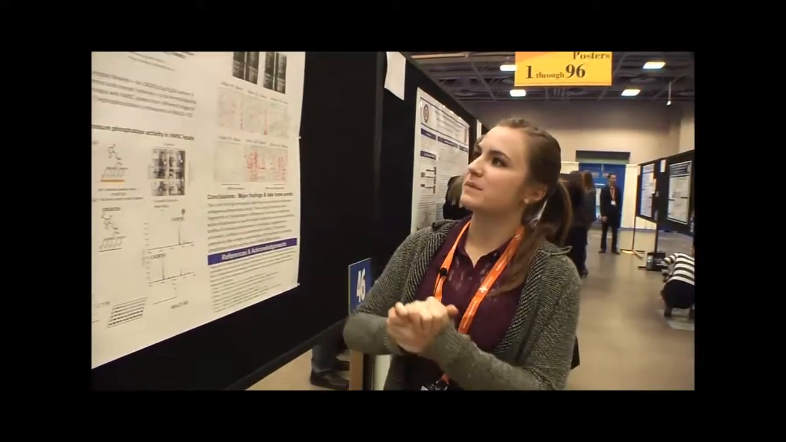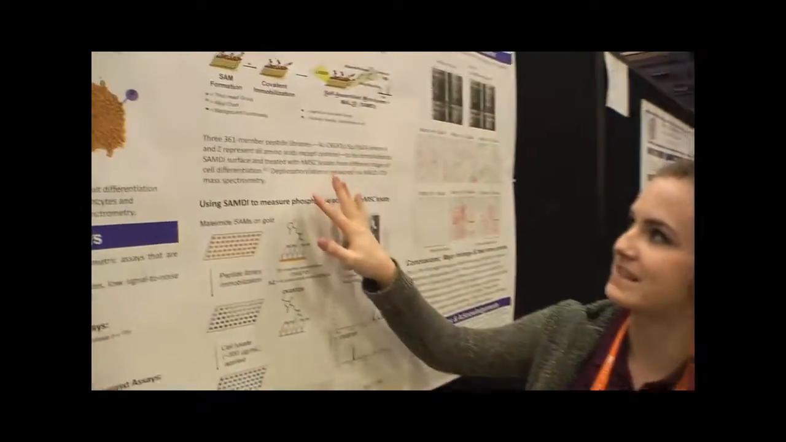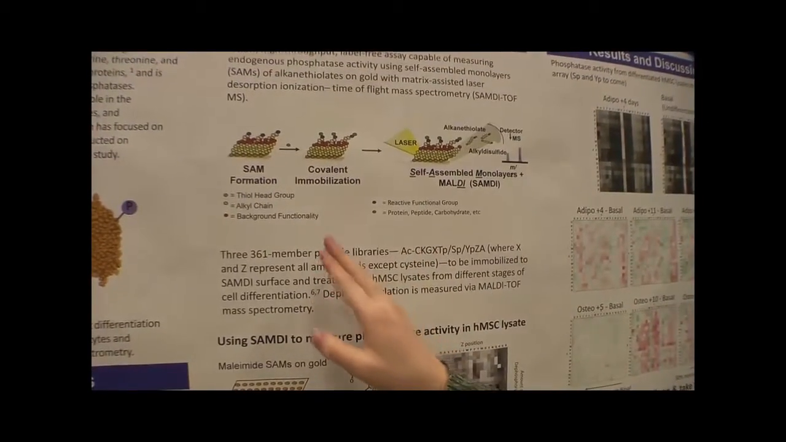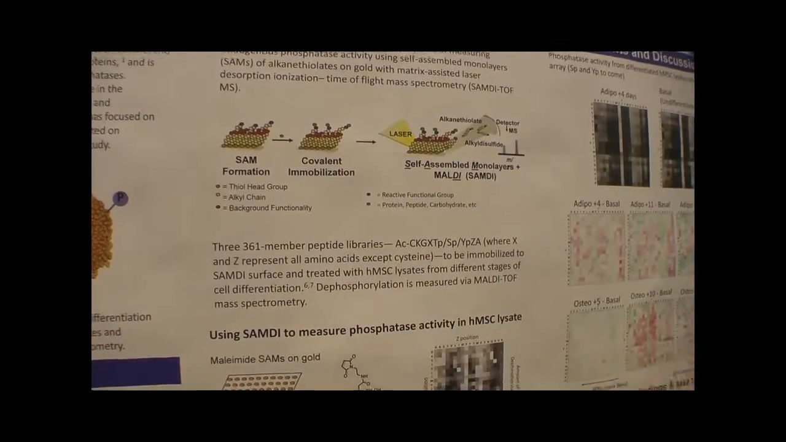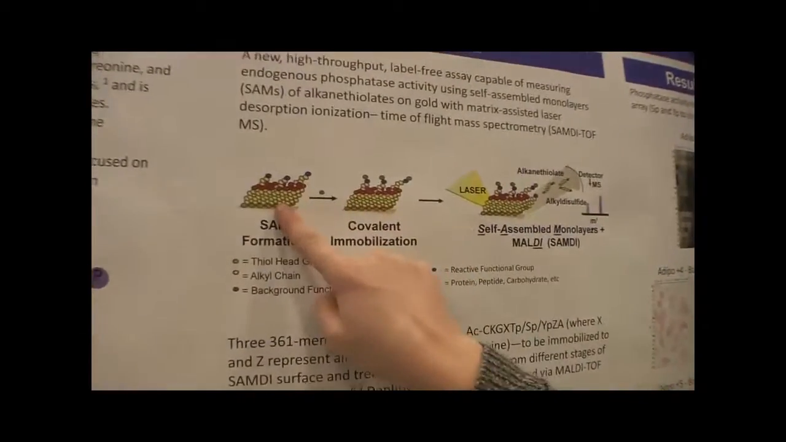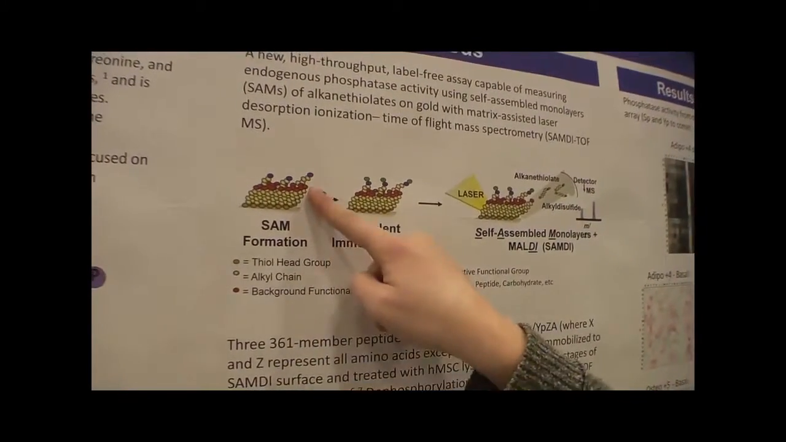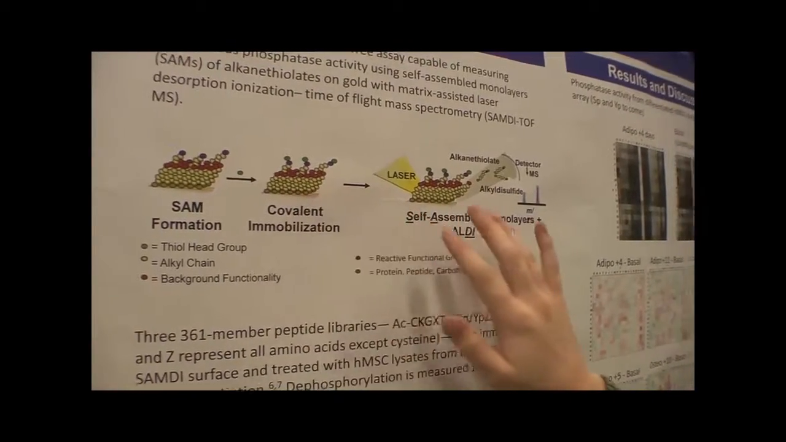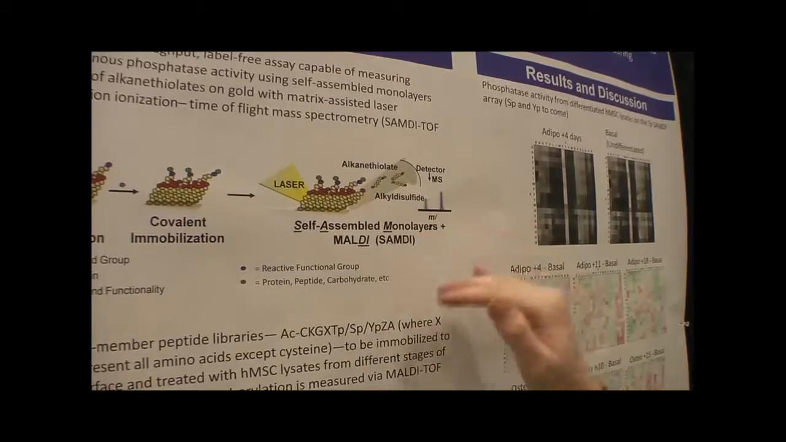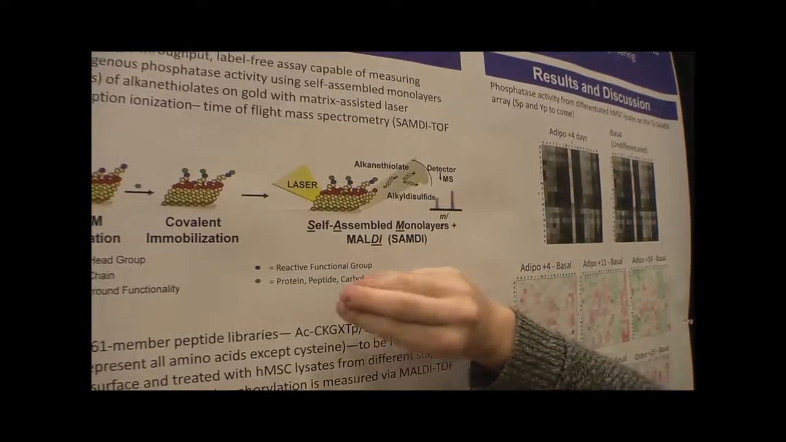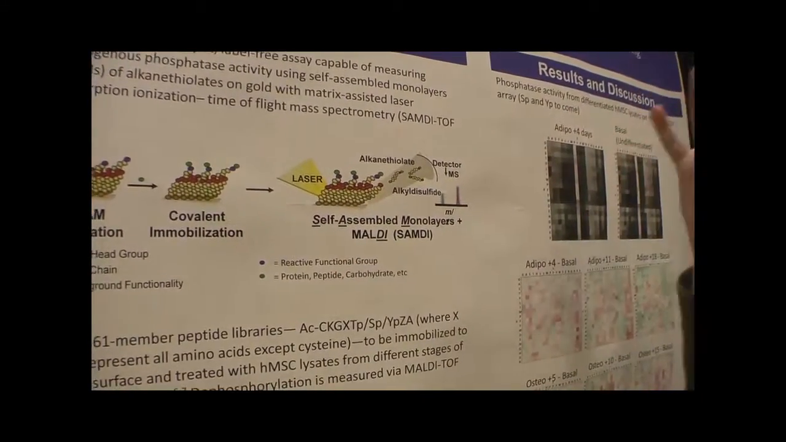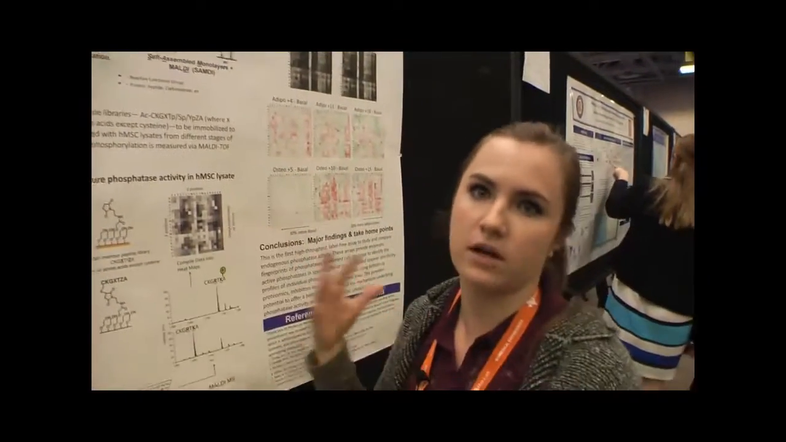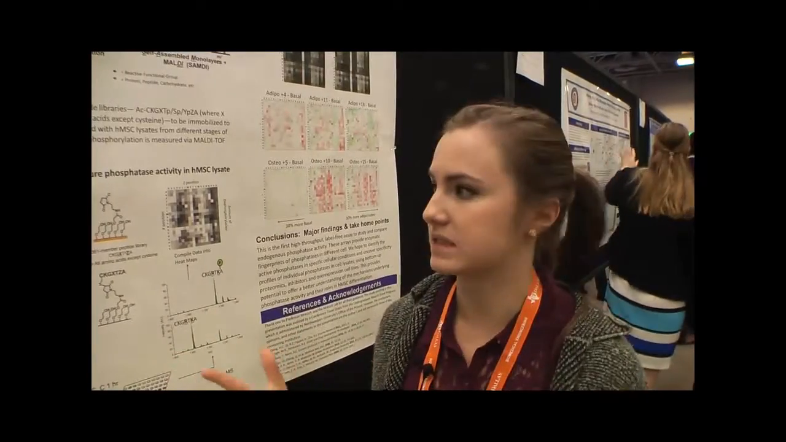So our assay, which we call SAMD assays, uses self-assembled monolayers on gold of alkanethiolates. Here we have our gold with the self-assembled monolayers, and then we add our peptides, and then we use mass spectrometry, which is a laser that hits the surface, the molecule shoots off, and then the detector measures how fast it gets to the detector based on its weight, and then it converts it to a graph so you can see.